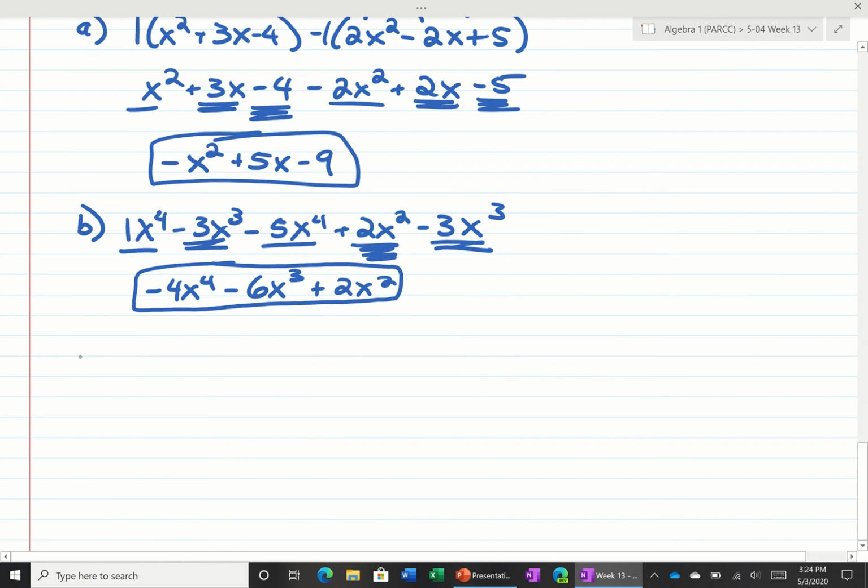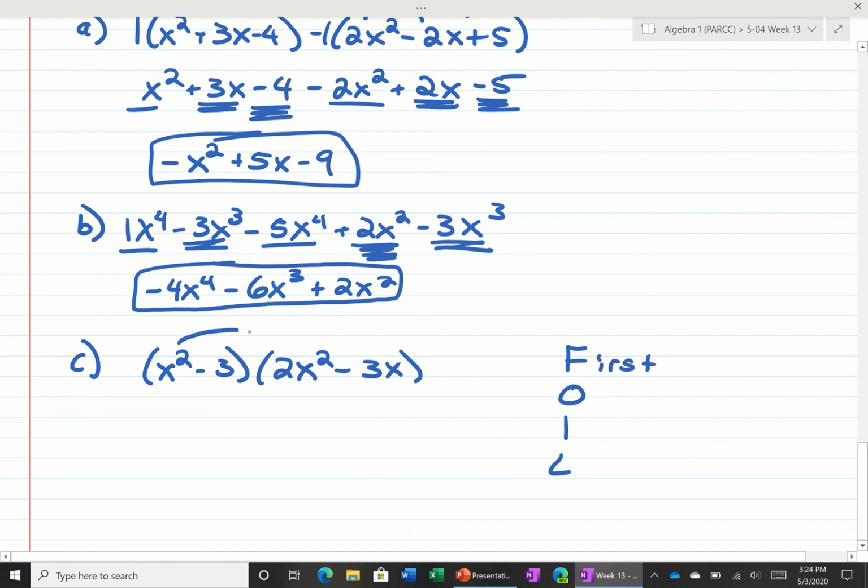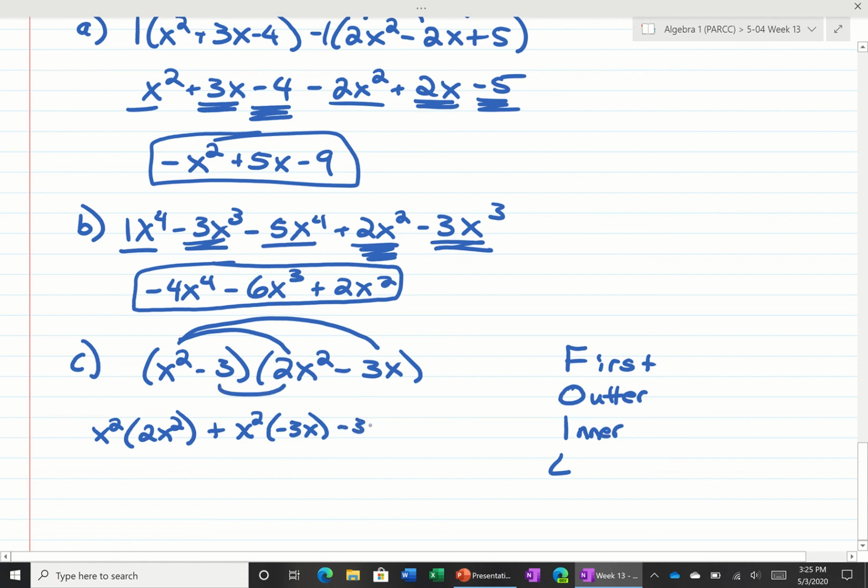Part C, it gives us a FOIL kind of problem. Anytime we see parentheses next to parentheses, we're remembering to FOIL. And what FOIL stands for is we multiply the first terms together. That would be these two. So x squared times 2x squared. Then we multiply the outer terms together. You can always put a plus sign here. The outer terms would be x squared times negative 3x. We multiply the inner terms together. Negative 3 times 2x squared. And then we have the last terms. Negative 3 times negative 3x.